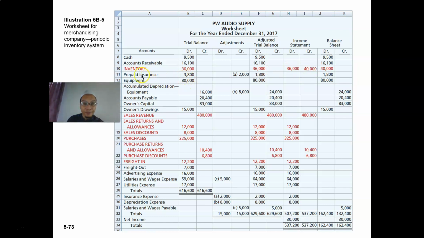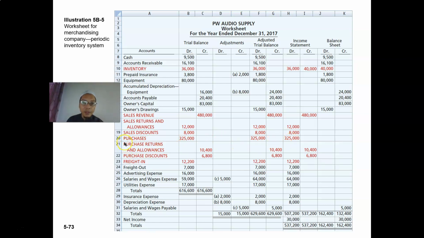There's no cost of goods sold account with the periodic system in the worksheet. Cost of goods sold is derived from the beginning and ending inventory, and also the purchase amounts. So you see the purchases account will go into the trial balance, into the adjusted trial balance, and into the income statement.